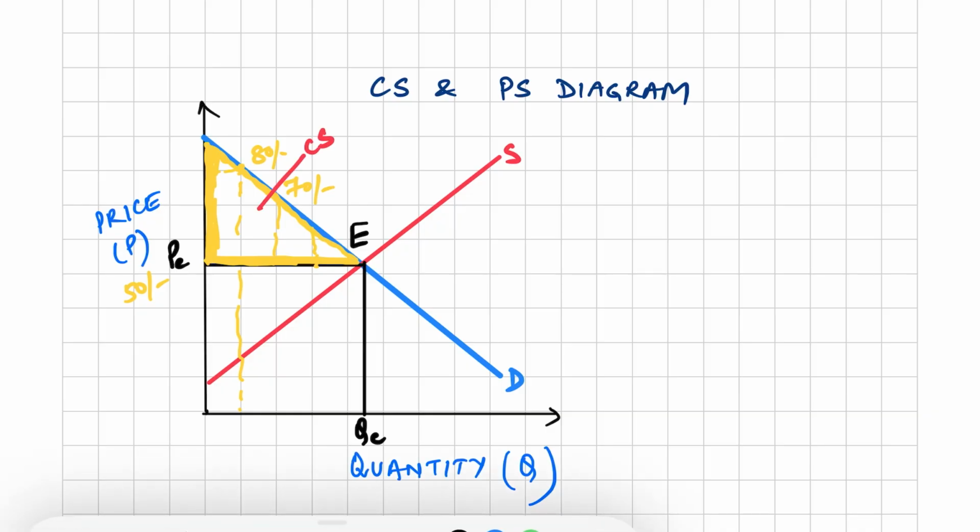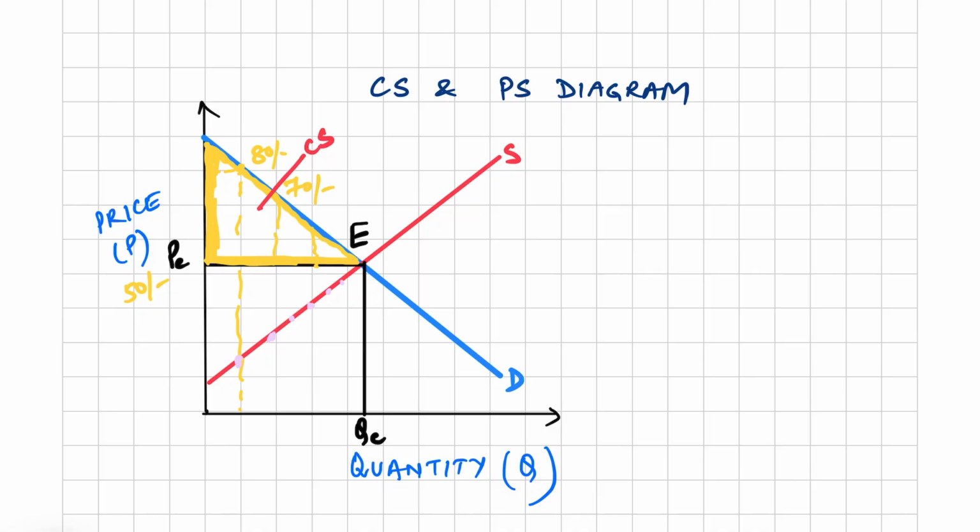Now let's look at the producer surplus, the benefit that sellers receive because the market price is higher than the minimum they would accept. Same concept. If you look at this supply curve, each point on the supply curve shows us the lowest price a producer would accept for that unit.